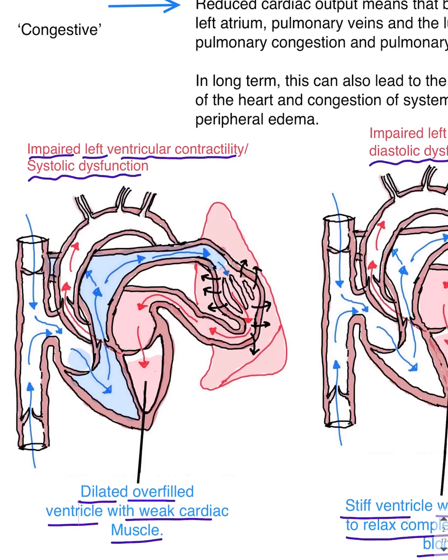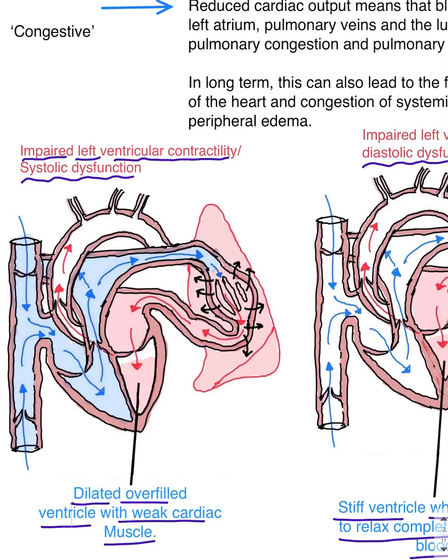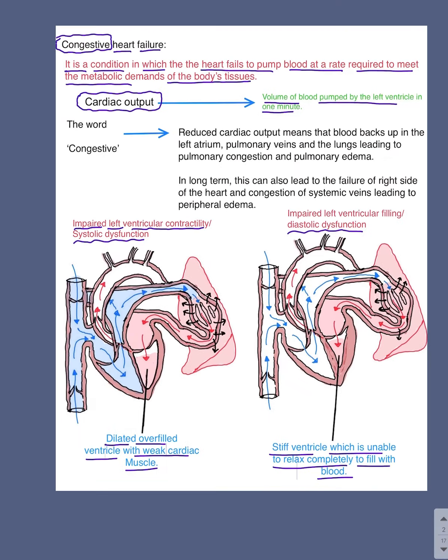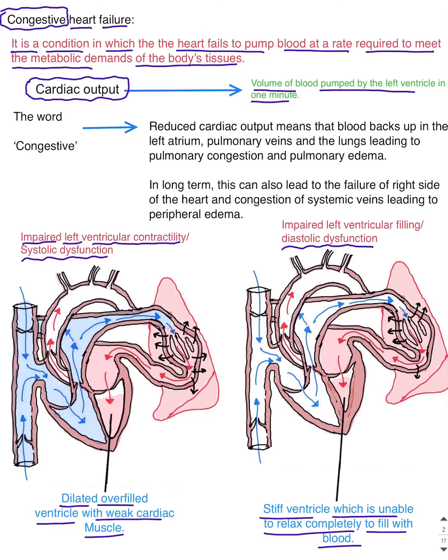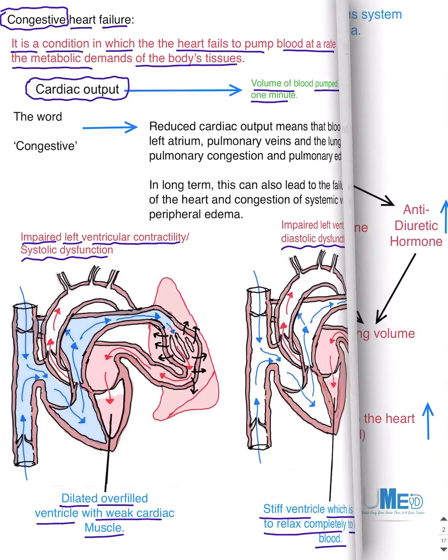This will cause the backup of blood in the right atrium and then into the systemic veins like the inferior vena cava and the superior vena cava. Now this will cause generalized edema, specifically the edema in the feet that is known as the pedal edema, right? So that's why the word congestive goes together with heart failure.